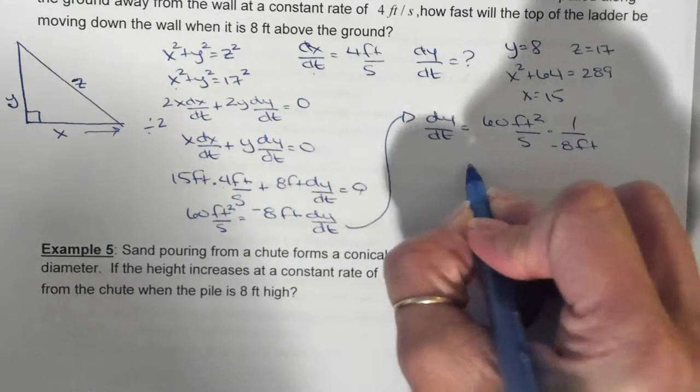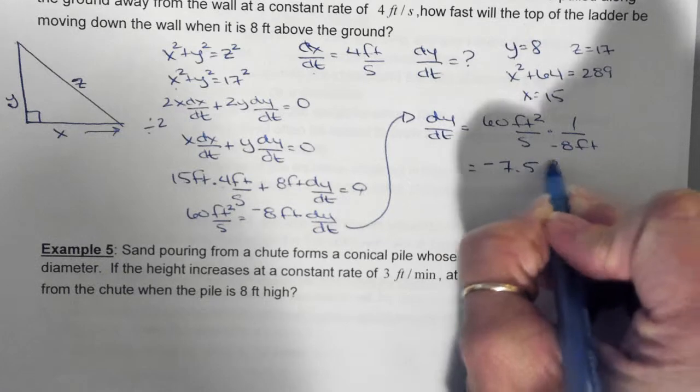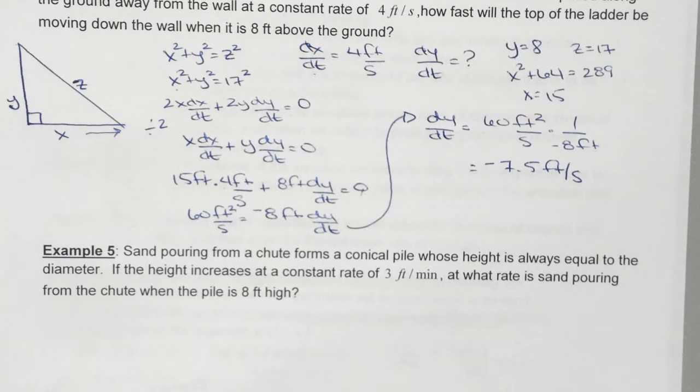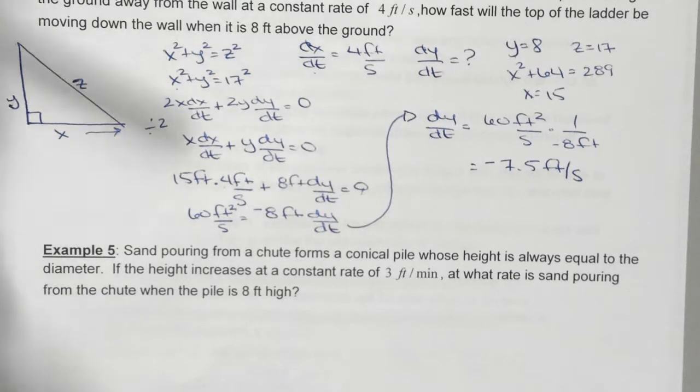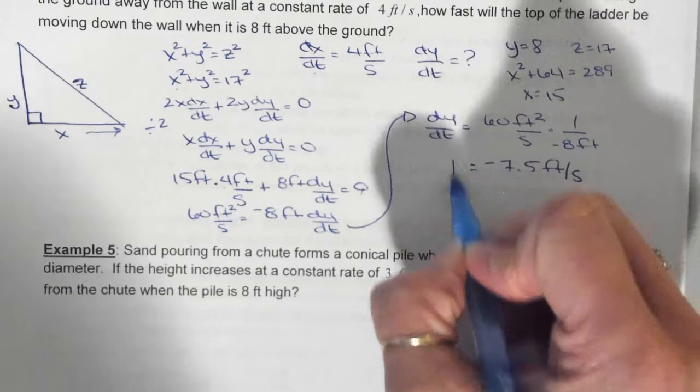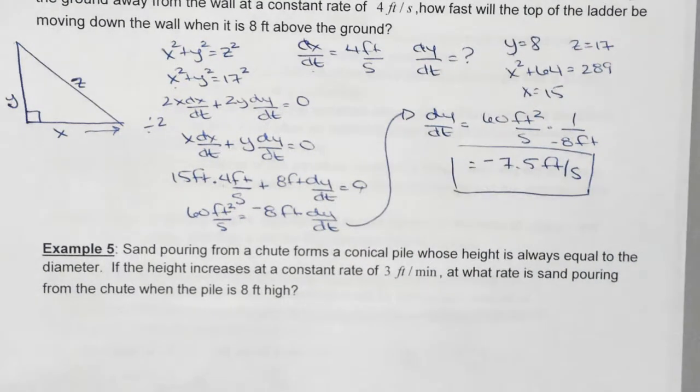So you said this is negative 7.5 feet per second. So another thing that you might say is the ladder is falling down at this rate. So if you did say that, you wouldn't give the negative, right? If you wrote it in sentence form. Okay, so this is the answer. Does anyone have any questions about the triangle problem?